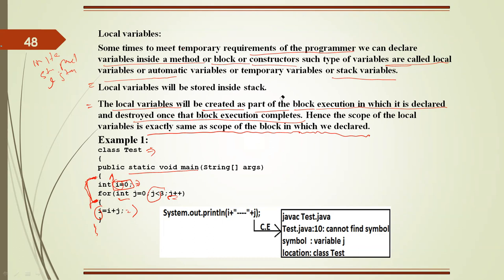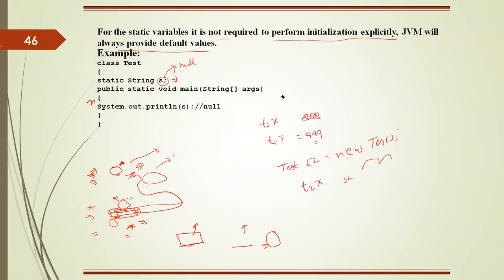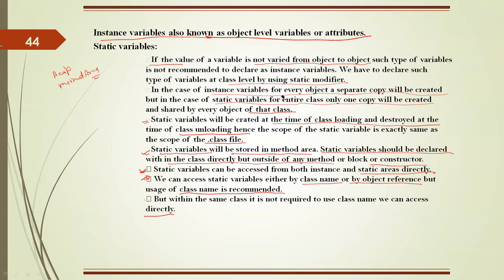A local variable is created and initialized at the time of block execution, like constructor execution. Okay, perfect. Now, a static variable can be accessed from both instance and static areas directly. We can access a static variable either by class name or by using a reference, but use of class name is recommended. So up to this, it's clear, guys.